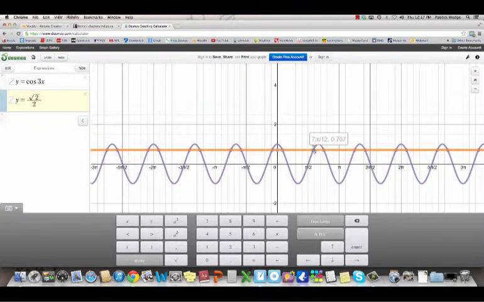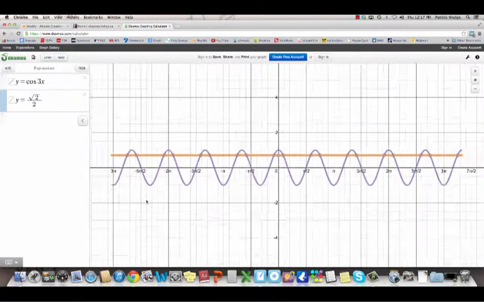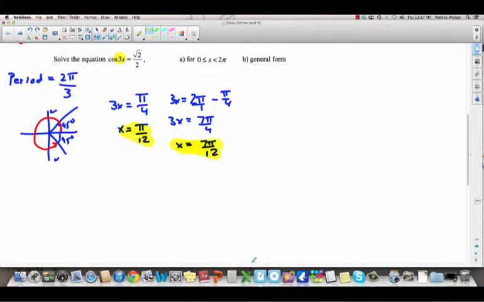This point is 1 period away from that point, and then another period away from that point. So we have to add a couple more periods to each of our answers. So let's go back and do that. We already saw that the period was 2 pi over 3.